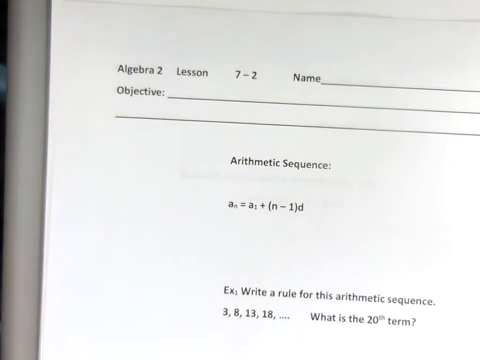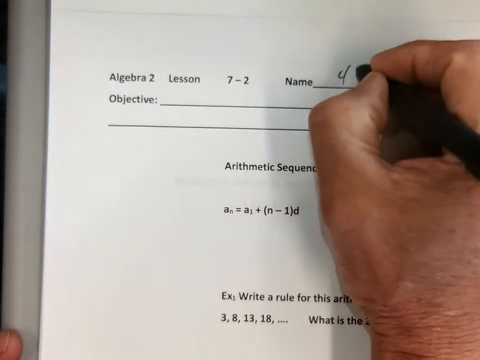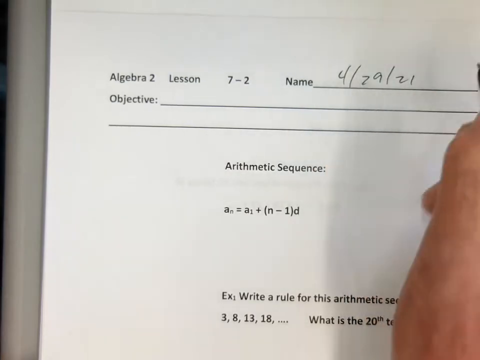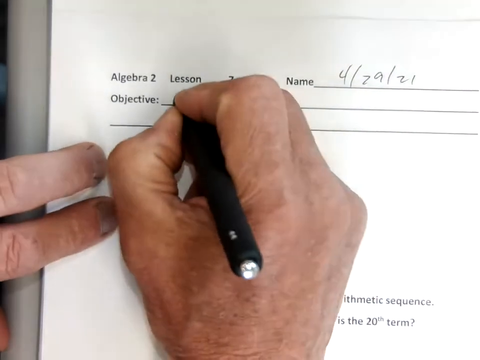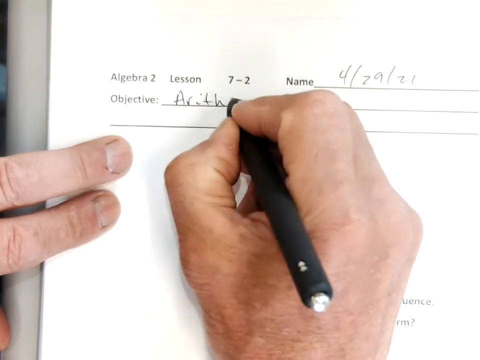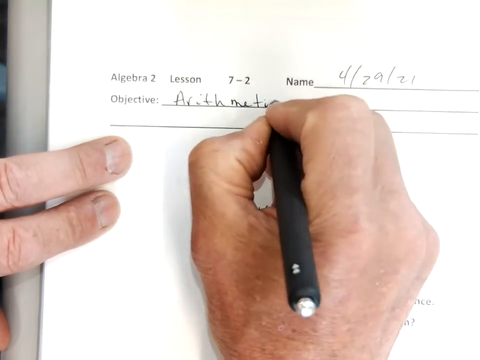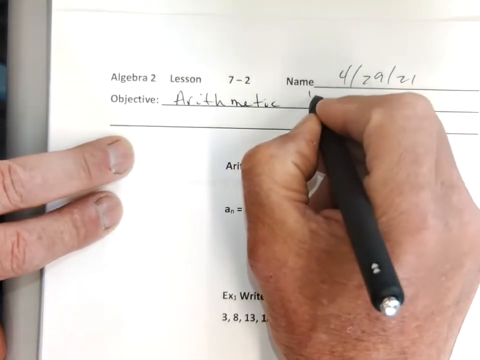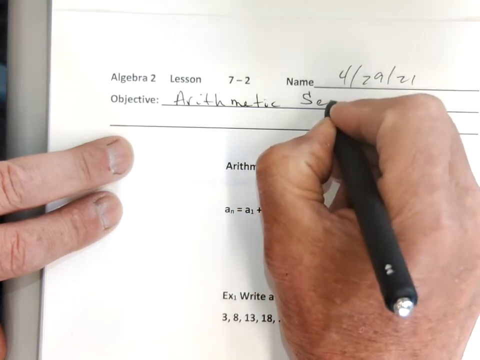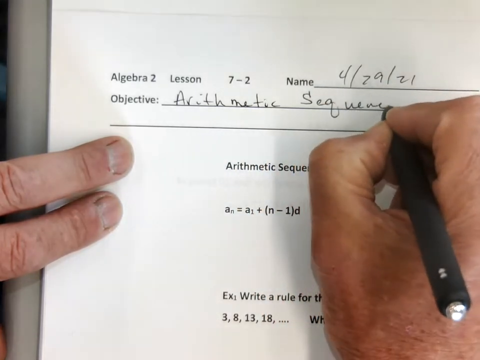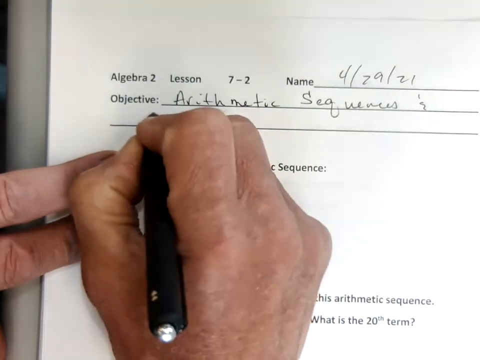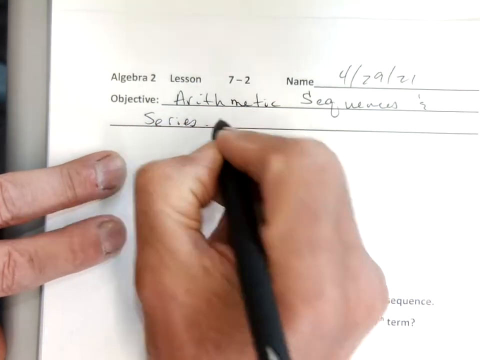Okay, so today, let's take a look at this. 429. We want to talk about arithmetic sequences and series. Okay, so a lot of fancy words.